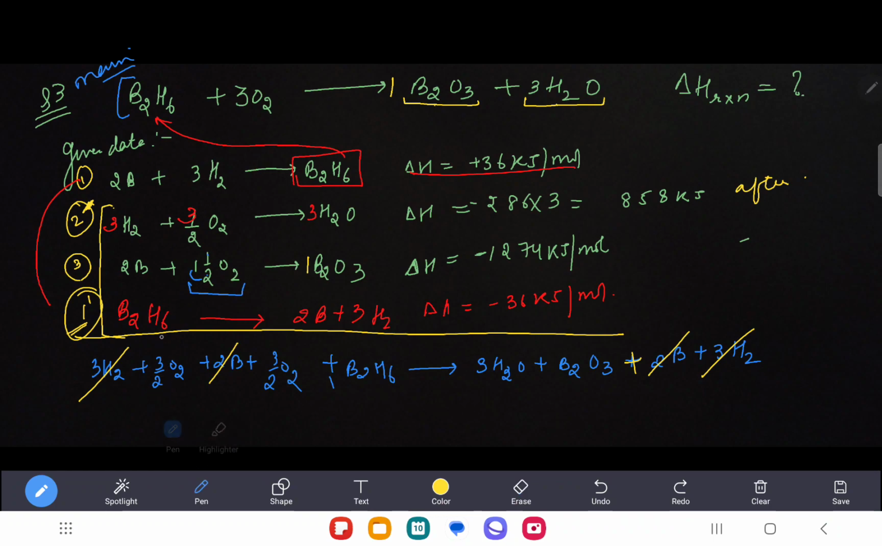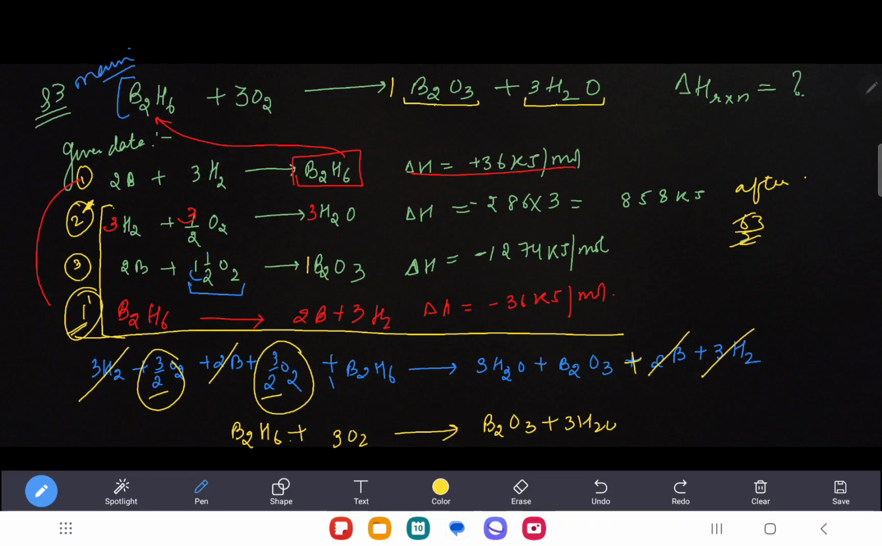Now, what is 3 by 2? 3 by 2 is nothing but 1.5. 1.5 plus 1.5 is 3. So can I just combine these two? This is going to become B2H6. And 3 by 2 plus 3 by 2 shall become 6 by 2, that becomes 3. So that becomes 3O2. And here it becomes B2O3 plus 3H2. So you see, I have created the main equation using the helping equations.